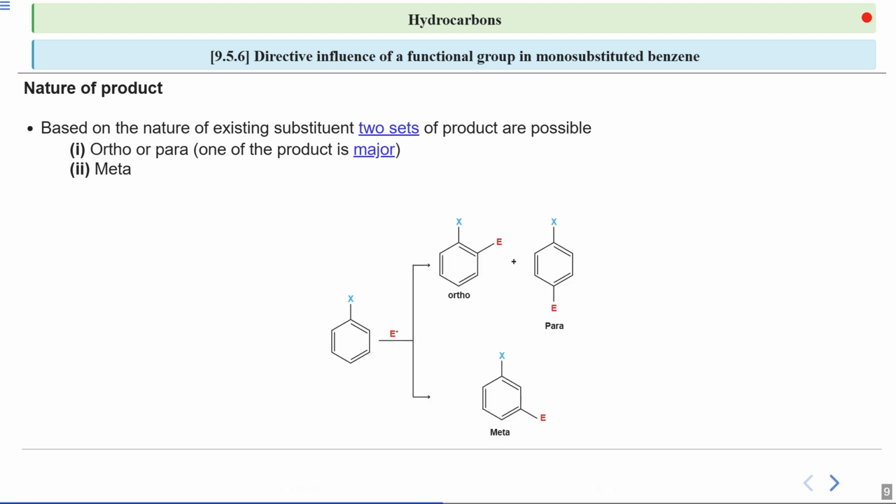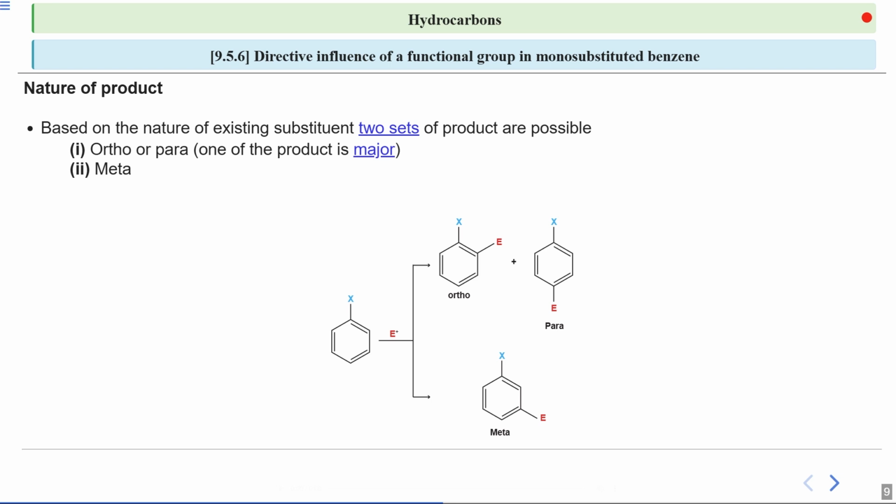If I try to represent the same thing visually, you can see here that we have a substituent X on the benzene ring. Now it is directing the incoming electrophile E+. Depending on the nature of X, the electrophile will preferentially attack the ortho, para or meta position. Activating groups like OH, NH2 are typically ortho-para directors, enhancing electron density at these positions.